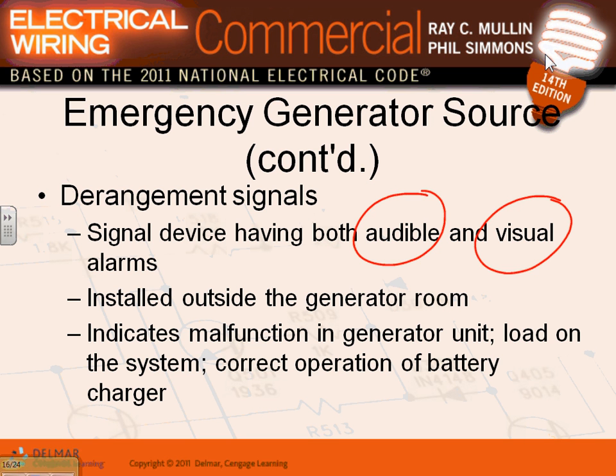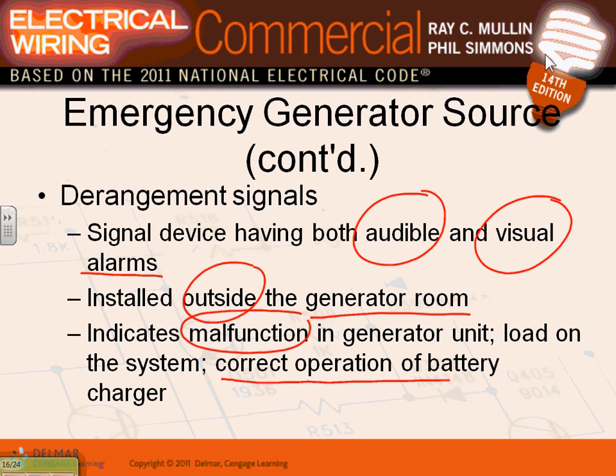Audible as well as visual alarm, installed outside the generator room. You have to put it outside the generator room. It indicates malfunction. Why do we need that? Malfunction of the generator, load on the system, correct operation of the batteries. So if you have a ground fault, it will indicate you have a ground fault. If you have low fuel, if the battery is dead, if the charger is dead, if your exhaust is blocked, there are so many things on that little annunciator panel that comes with the generator. Anything that's going to compromise the running of this generator must be announced.